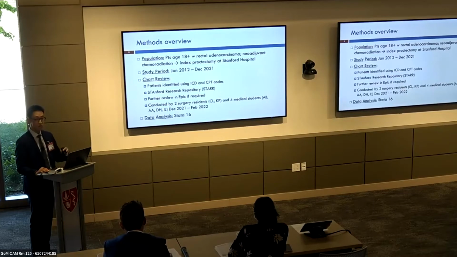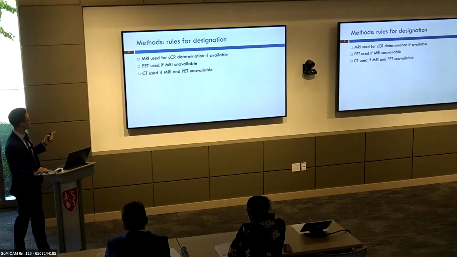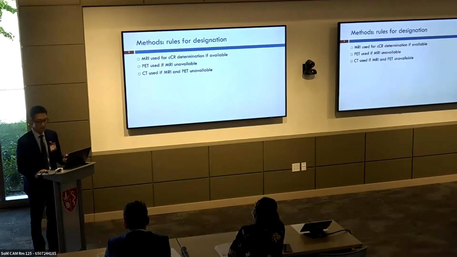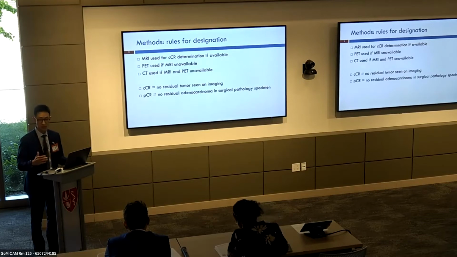We conducted data analysis, including descriptive statistics, in Stata 16. In our analysis, whenever an MRI was done for restaging, we used the MRI restaging for determination of whether the patient had a clinical complete response. If an MRI was not done, then we used a restaging PET scan to determine CCR. And if neither an MRI nor a PET was done, we used restaging CT. We defined CCR as no residual tumor seen on imaging, and a PCR as no residual adenocarcinoma in the surgical pathology specimen, as determined by the Stanford pathologist.